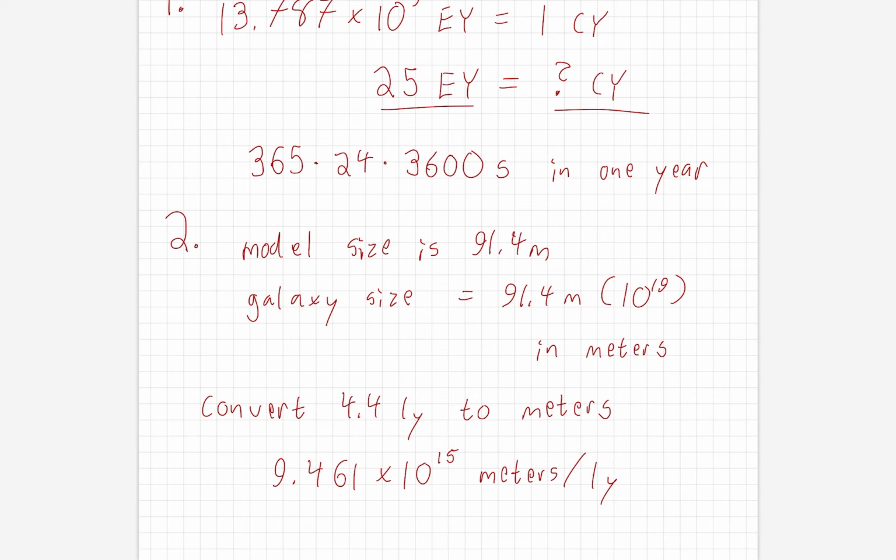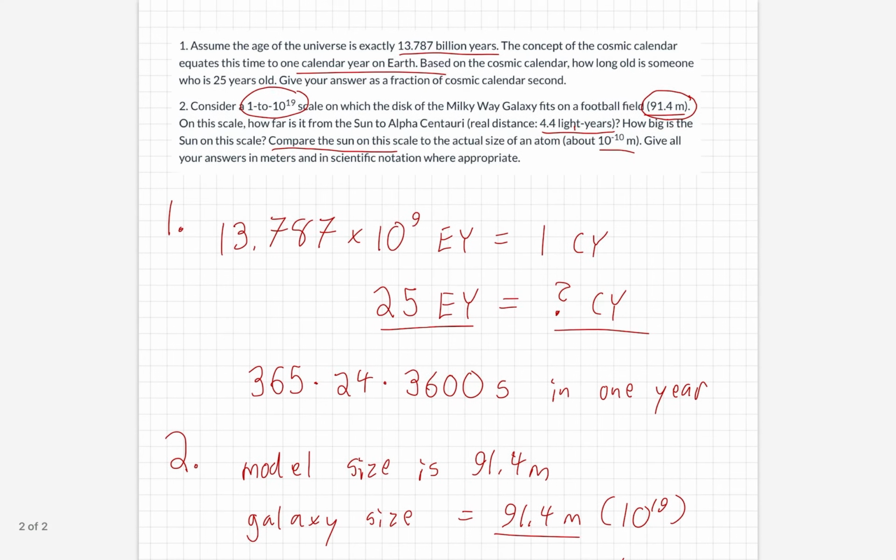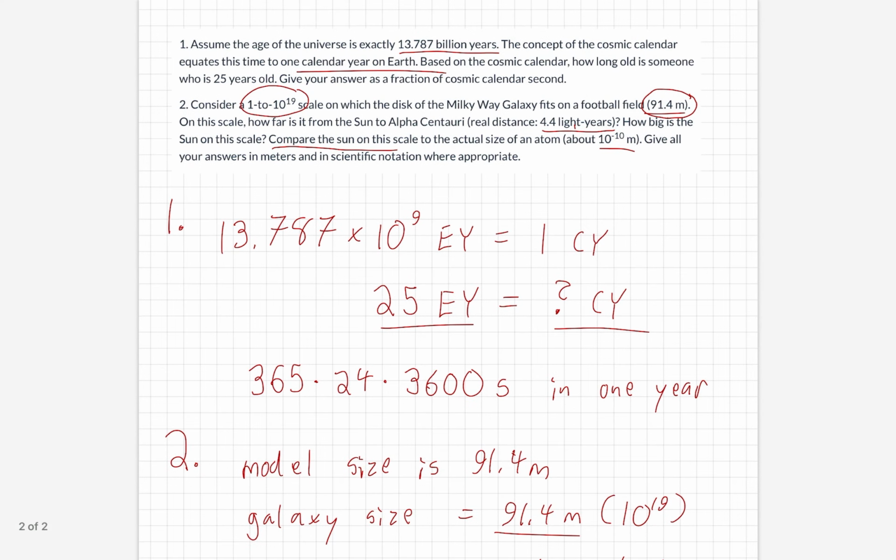And then compare that to how many meters are in the galaxy as a whole. That will give you the fraction of the overall diameter of the galaxy, which is the scale model size of the football field. And once you have that fraction, simply multiply that fraction by the size of the football field. And that will give you the distance in the scale model.